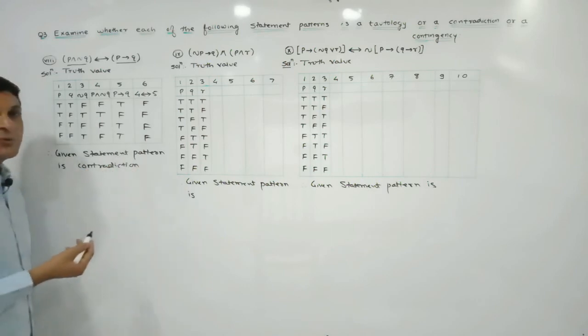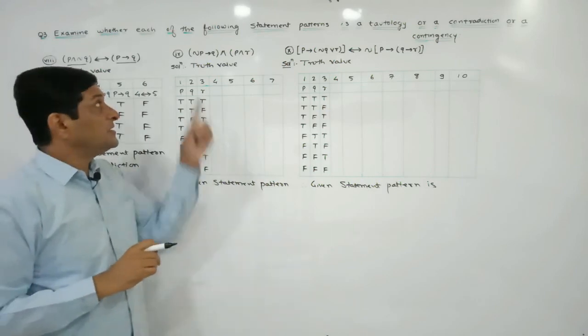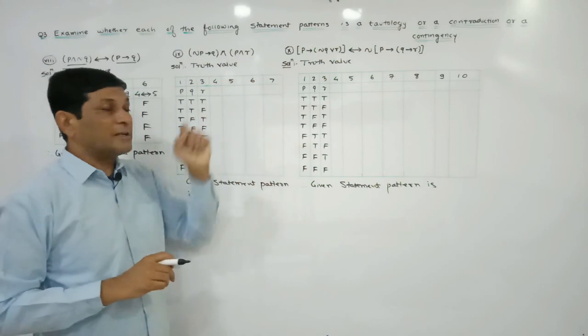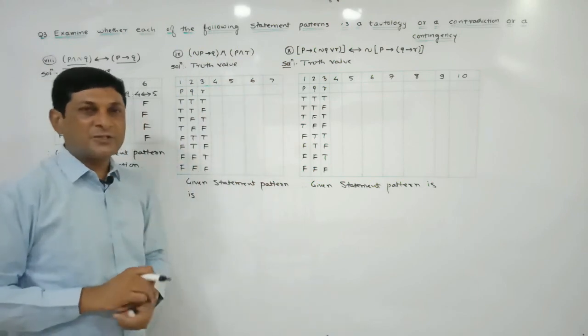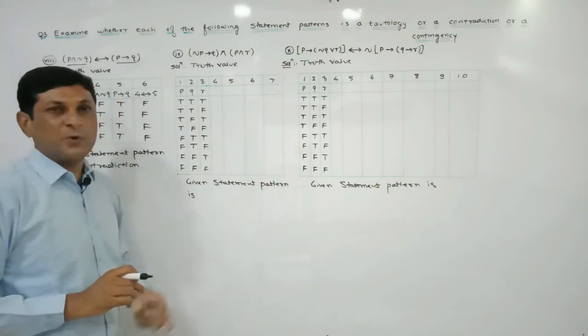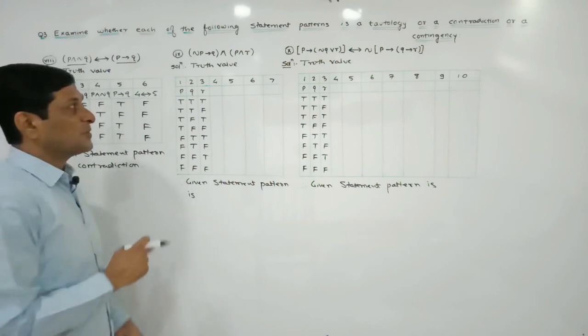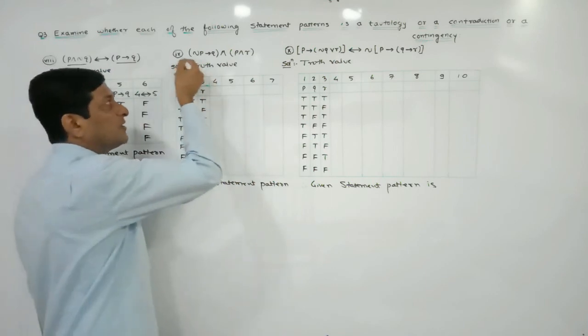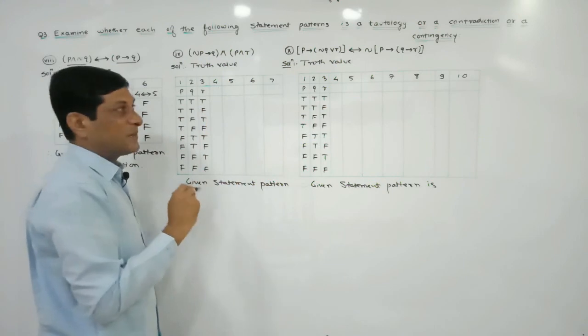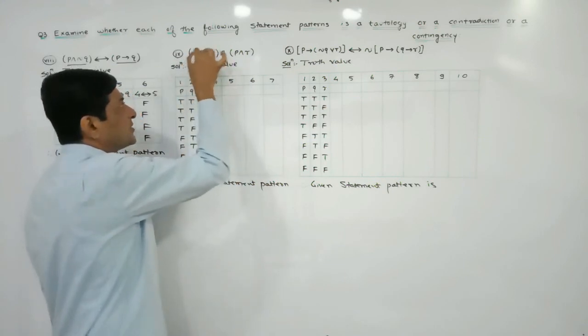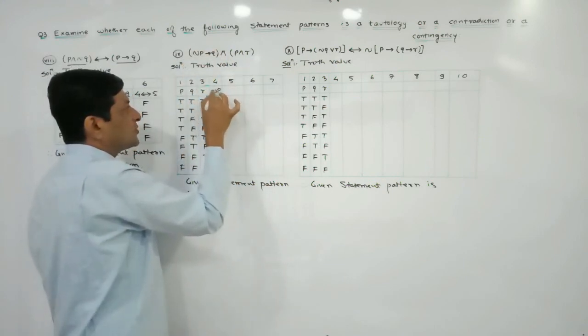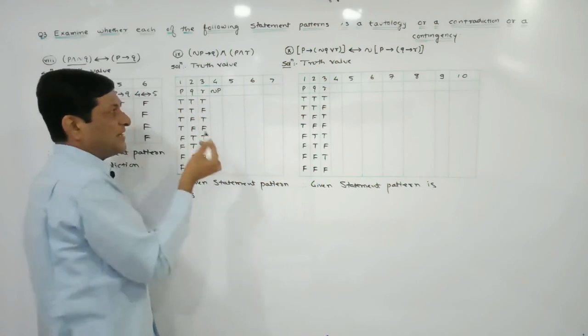Now let us try to solve example number 9. In this case, p, q, r means 3 statements are under consideration. So we are getting a total of 8 different possibilities of truth values. So let us try to construct the truth table of this given statement pattern. So first let us try to find out the negation of p. So these are truth values of p. We are finding their negation.